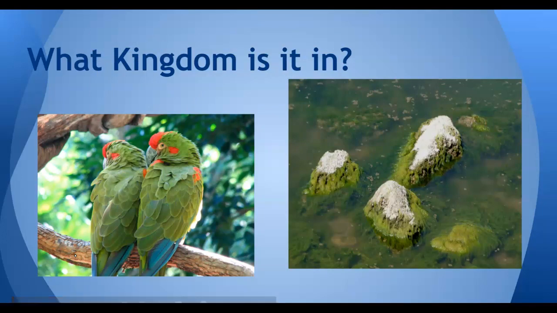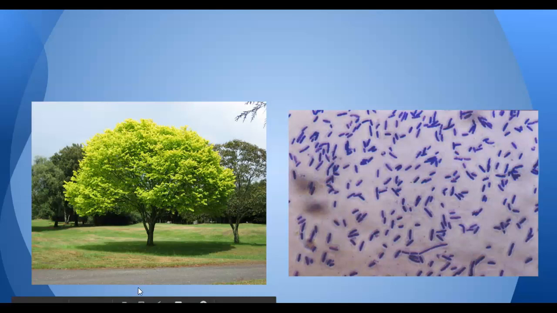So, what kingdom is it in? Each one of these fits into a specific life kingdom. As you click on the slides, the answers will come. So we have parrots. What kingdom are they in? They are in the kingdom Animalia. You have algae, which is in Protista. Okay, a tree. What kingdom? That is the kingdom Plantae. Those are bacteria. These are actually stained so you can see them. They used to be in Monera, but we now leave them in bacteria.